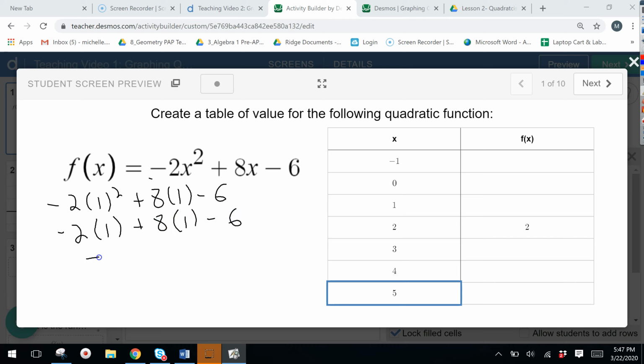Now we're going to multiply negative 2 here. You get a positive 8 here minus 6. And then put this together. Negative 2 plus 8 is going to be 6. And 6 minus 6 is 0. So this is really nice because that means we just got our zeros on this graph. When I plugged in 1, I got a 0.